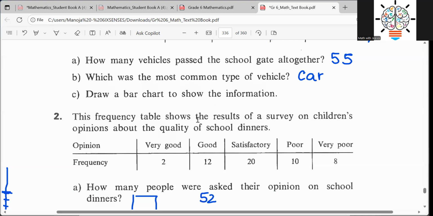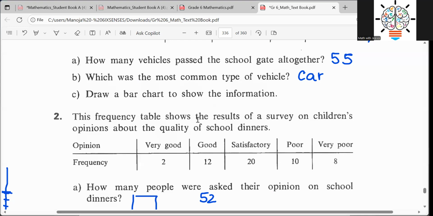Let's say that they are hostelers, right? So they have come and marked and supported the survey. And the final results of the survey say 2 people have mentioned it as very good, and 12 students have mentioned it as good, and 20 students have mentioned it as satisfactory. That means kind of the neutral level, so they are not talking about good or bad, it's in the middle. And 10 students have described it as a poor dinner, and very poor, there are 8.